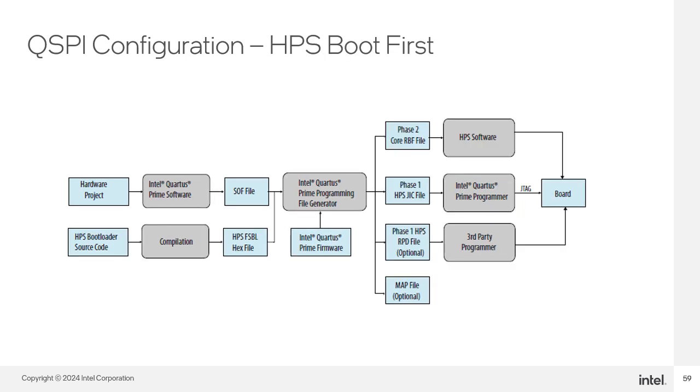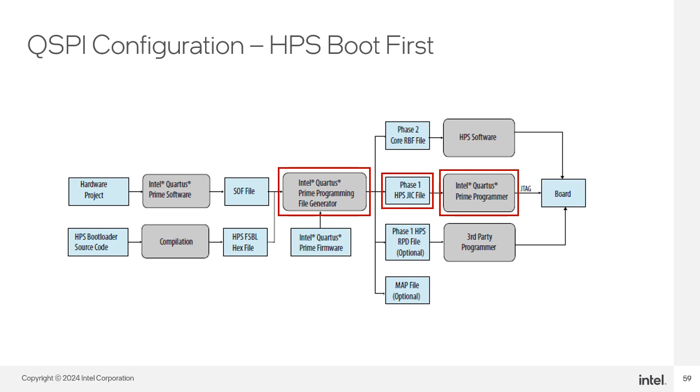QSPI with HPS booting first. 1. Compile hardware project with Quartus Prime to obtain the SOF file. 2. Compile the HPS FSBL source code to obtain the HPS FSBL hex file, or use a precompiled one. 3. Use Programming File Generator to create the following files. HPS JTAG indirect configuration file contains the small phase 1 configuration bit string and a small SDM helper firmware image used by the Quartus Prime programmer to write the bit string to flash.